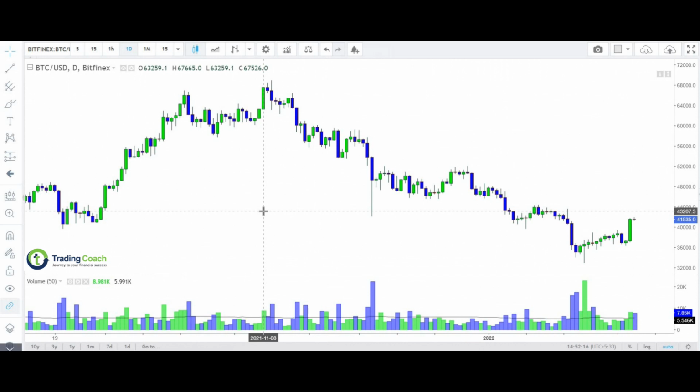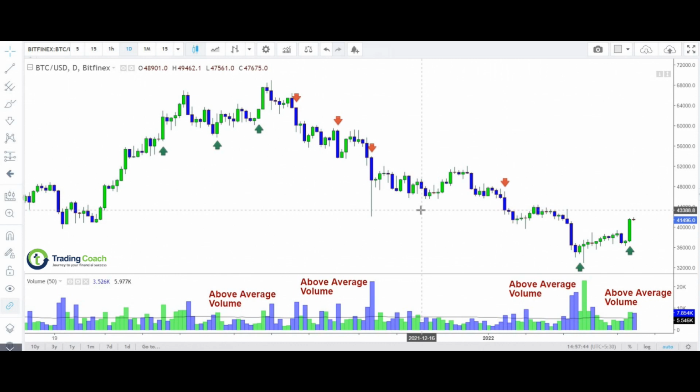So first what I'm going to do is figure out all the above average volume areas, and I'm going to figure out the trending candles. Alright, let me mark it out. Alright, take a look at the price chart as well as the volume graph. So I have marked out all the areas of above average volume, and I have also highlighted the specific trending candles in those specific areas.